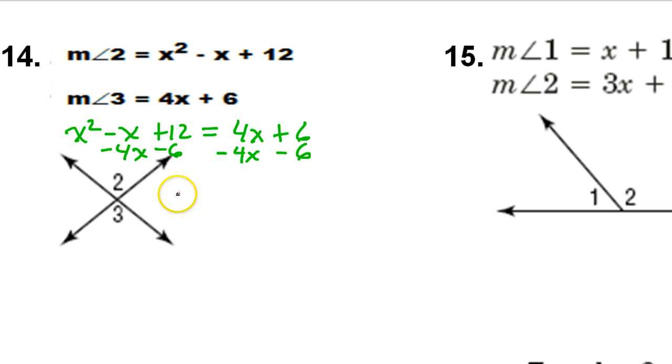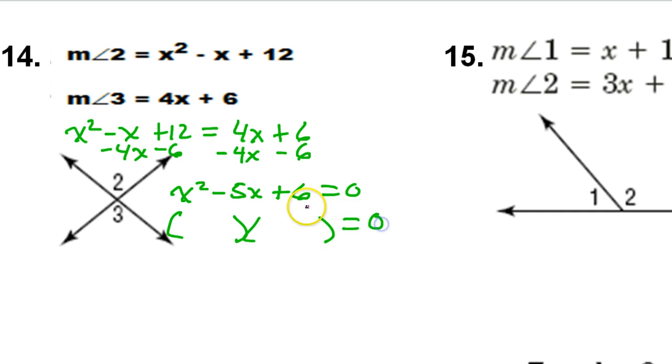So I'm just going to bring down the x squared. Now negative x and negative 4x, that's negative 5x. Positive 12 minus 6, that's positive 6, equals 0. So I just need to solve this. This is quadratic. I see the x squared. This is probably factorable. x squared is x times x. 6, I'm either going to do 2 times 3 or 6 times 1. I'm thinking it's going to be the 6 times 1.